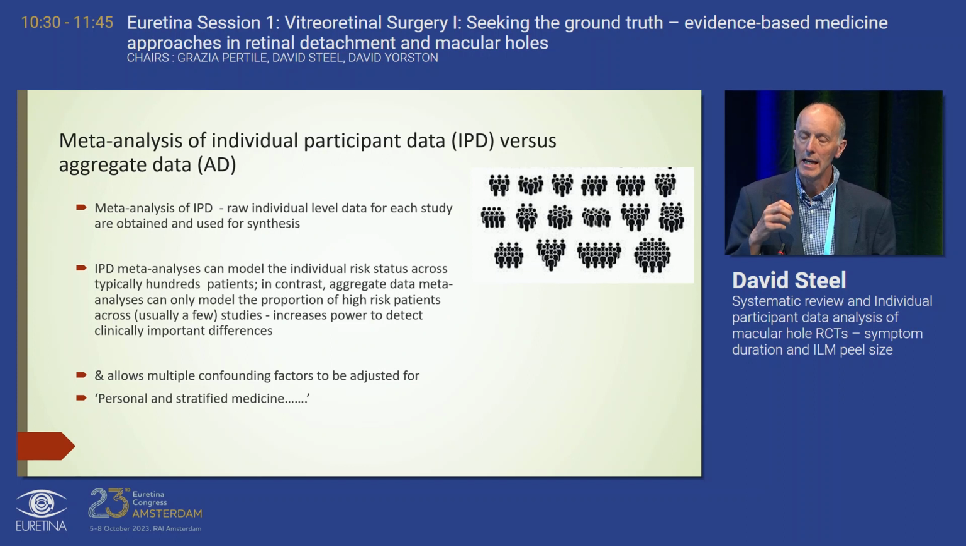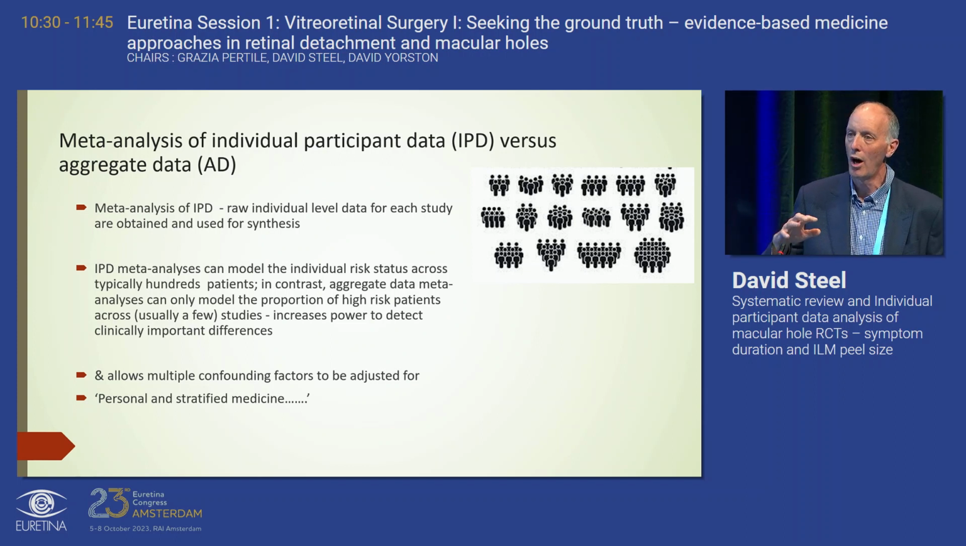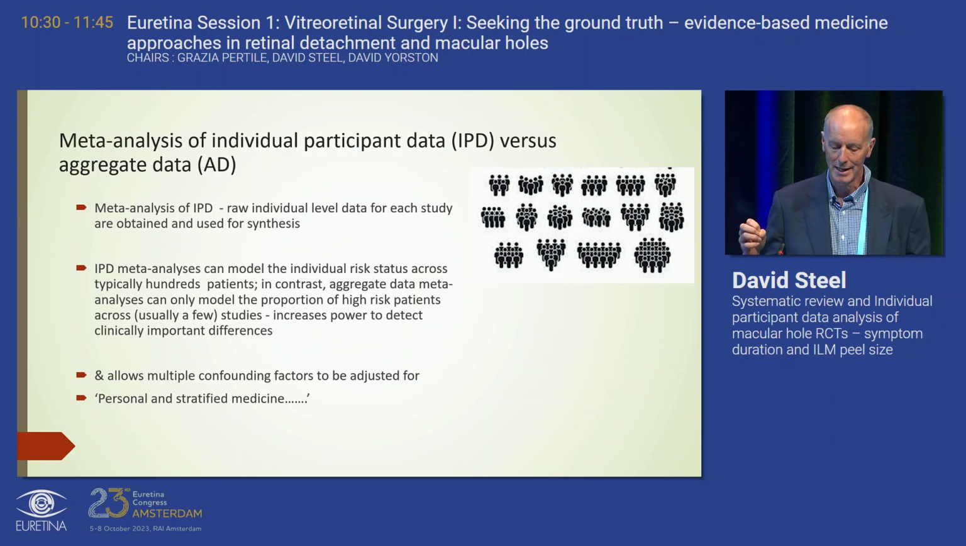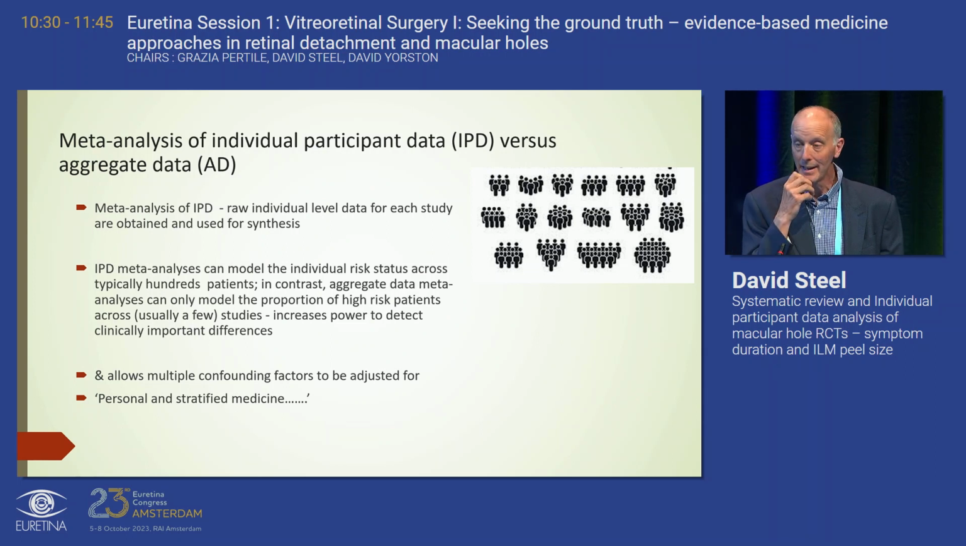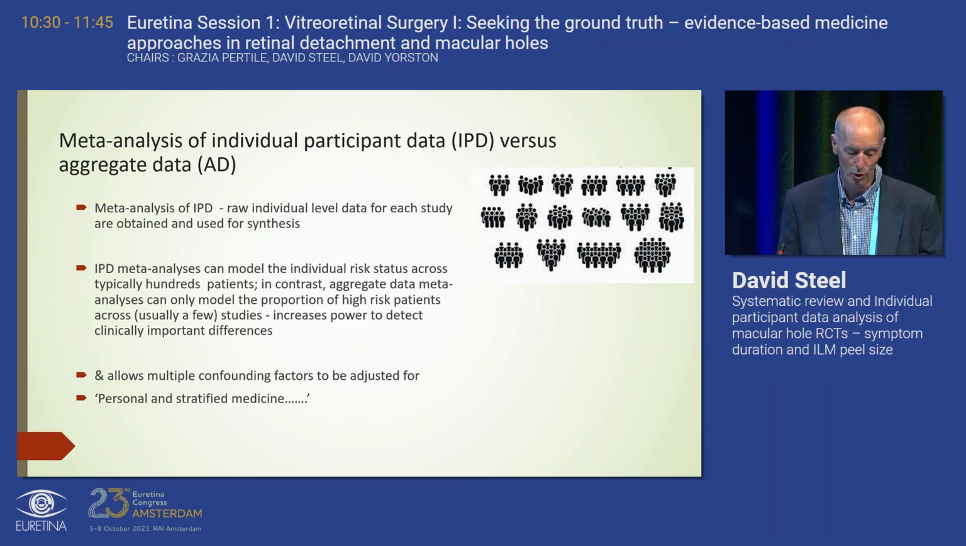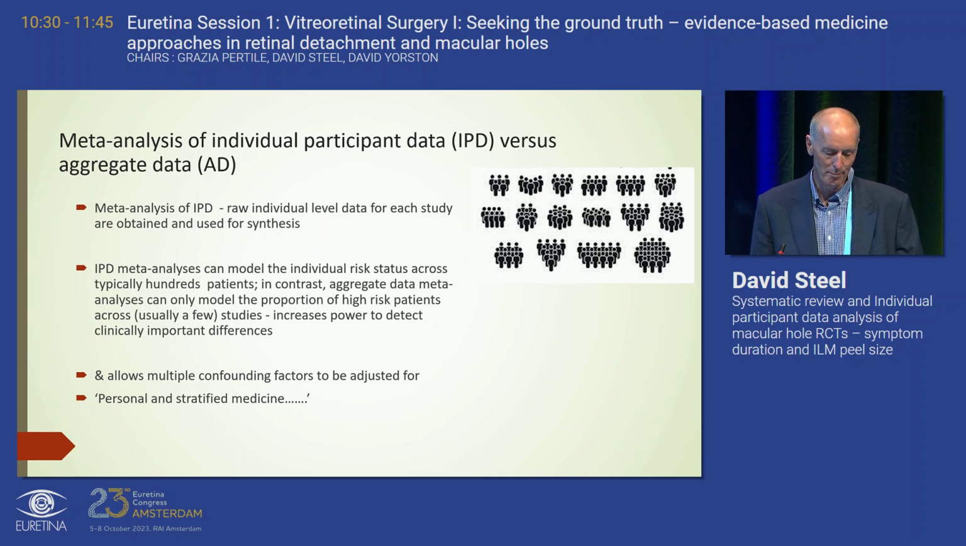And you can model the individual risk status across, therefore, hundreds of patients typically from all the RCTs, in contrast to aggregate data meta-analysis, which can only model the proportion of high-risk patients across a relatively few studies. So that increases the power to detect clinically important differences and allows you to correct for multiple important confounding factors. And so it gives the opportunity to possibly have a slightly more personalized approach.